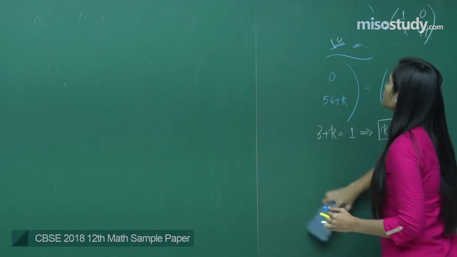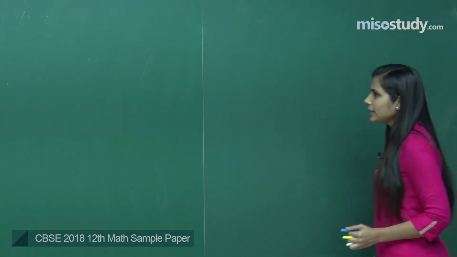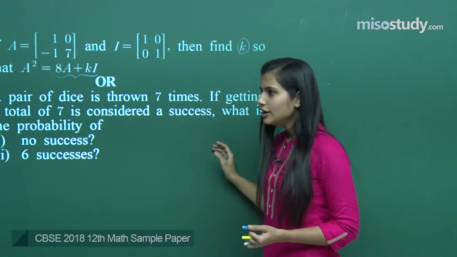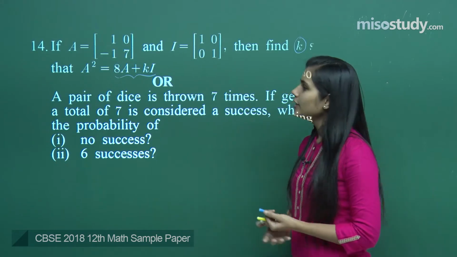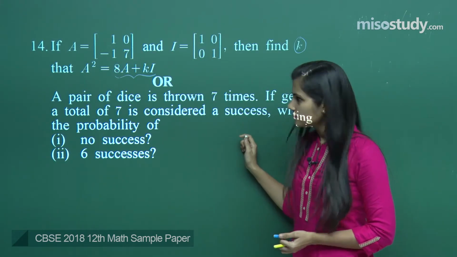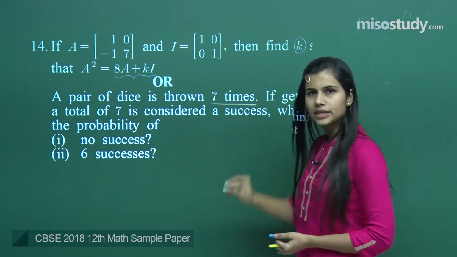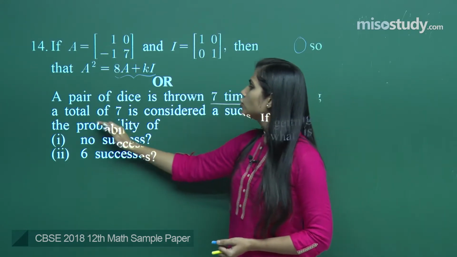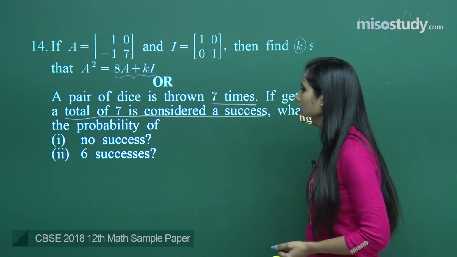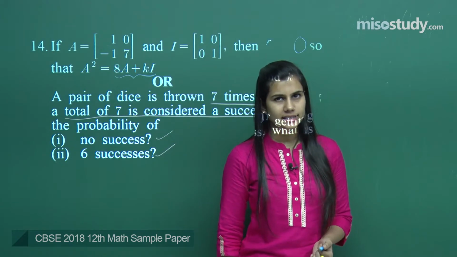But if suppose for some reason you're not very sure about it, then fortunately you have another question which is lying as an alternate question over here. You can attempt this. Let's see what the question says. Now this is regarding probability. The question says a pair of dice is thrown 7 times. If getting a total of 7 is considered a success, what is the probability of no success and 6 successes?